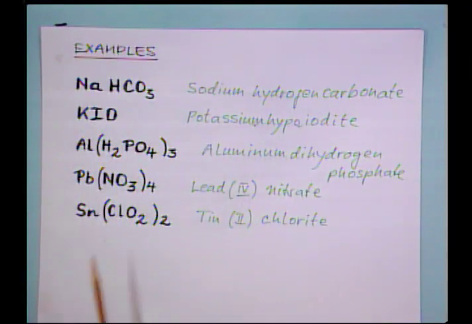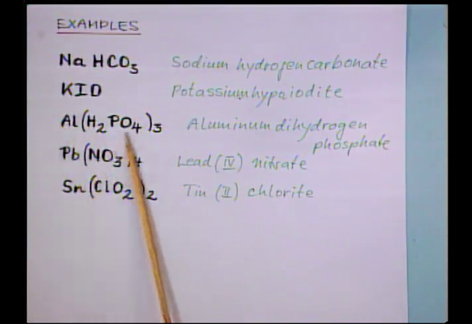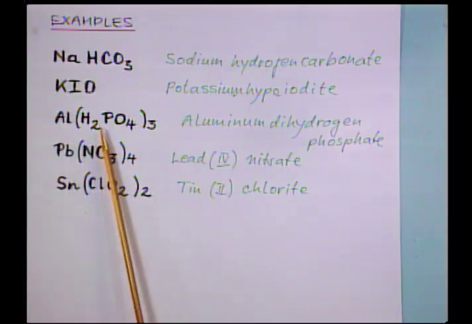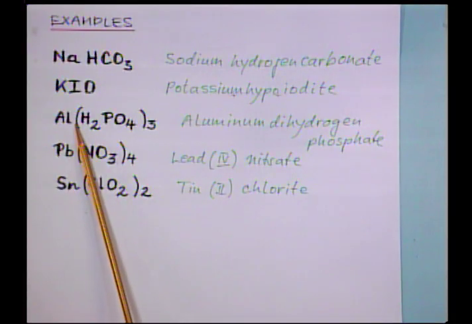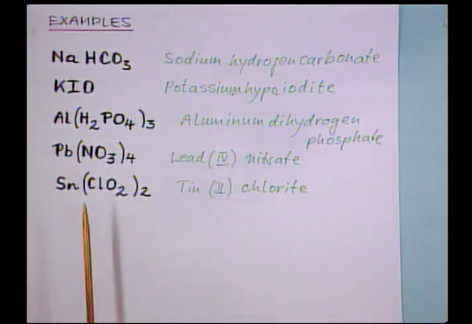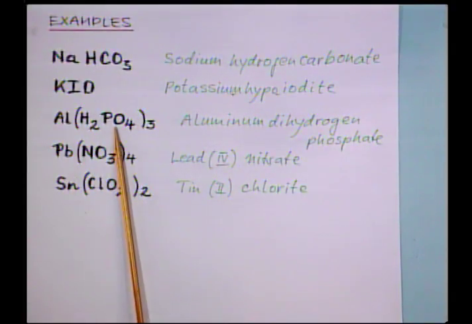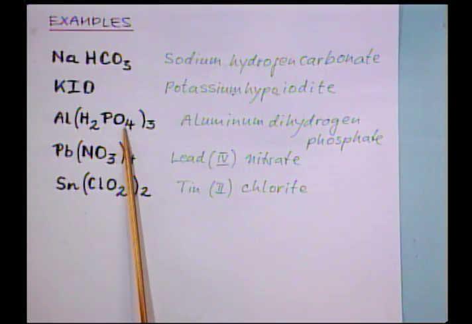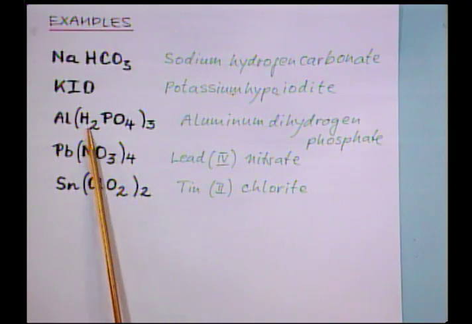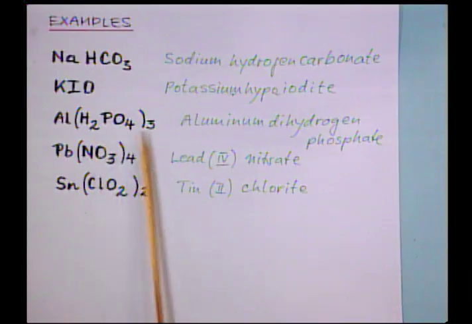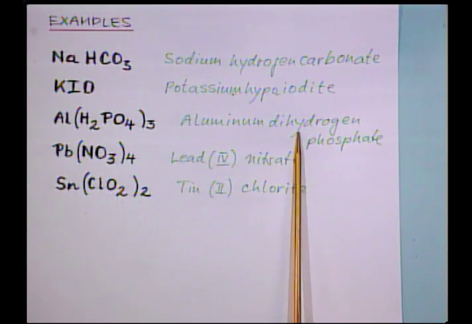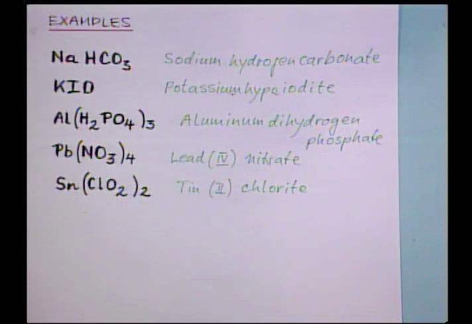hypoiodite. And here we have a compound that might not be so easy from the start, but we say aluminum. Remember, the first element is mentioned by its normal name, and then this is the polyatomic ion. Remember, it comes from phosphate, has O4, that's the normal, but we still have hydrogen in there, so we have to say aluminum dihydrogen phosphate, and here we are finished with that name.